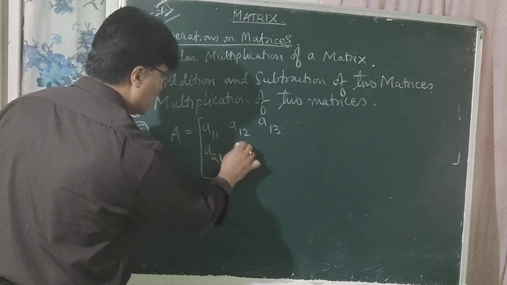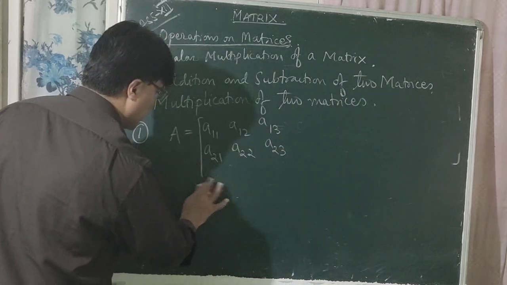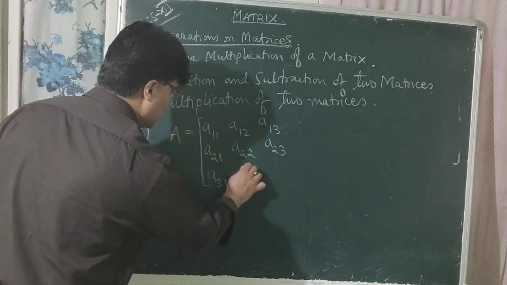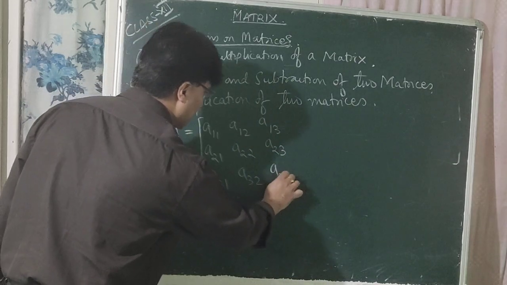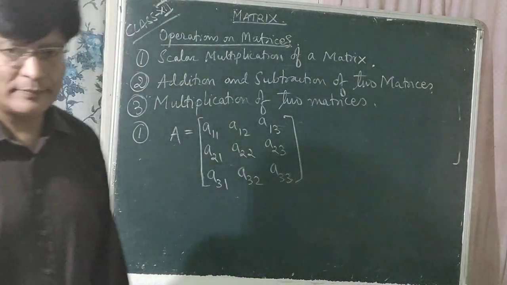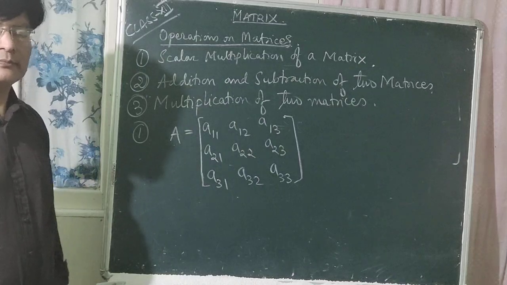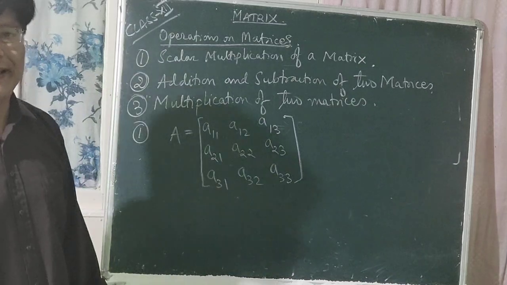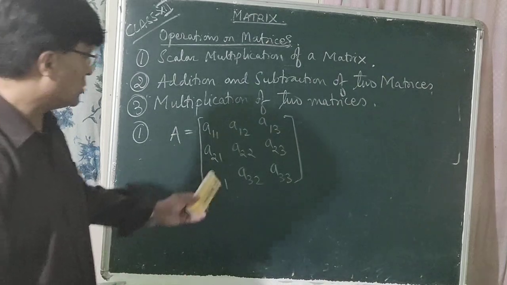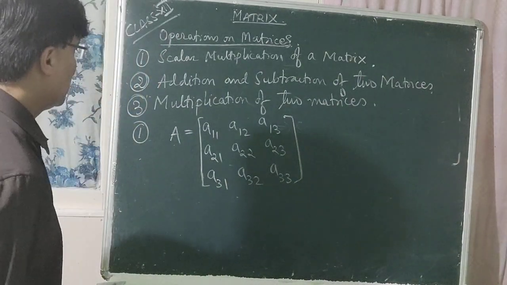Then A21, A22, A23, and A31, A32 and A33. What is meant by A32 here? This is the element in the third row and second column. That is your A32. Is it clear to all of you now?